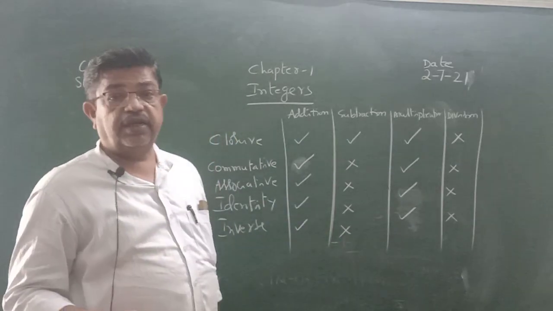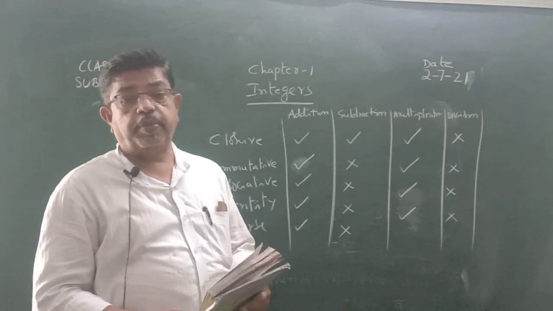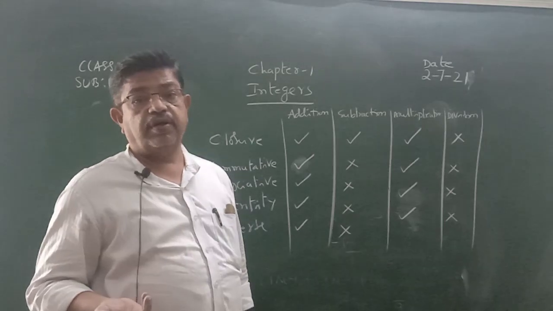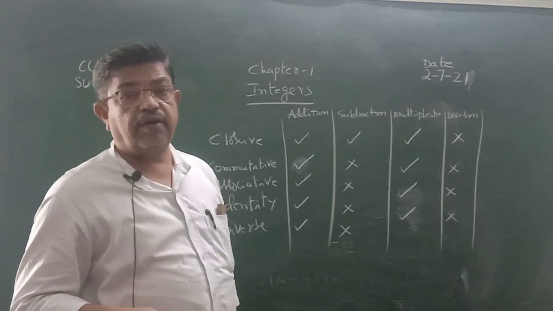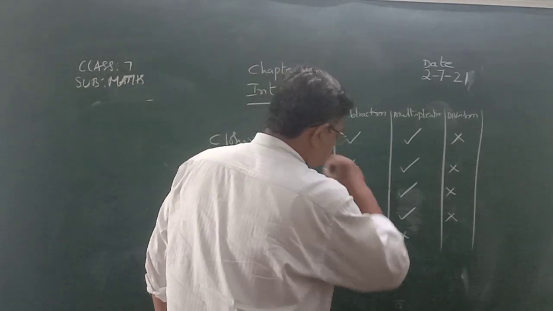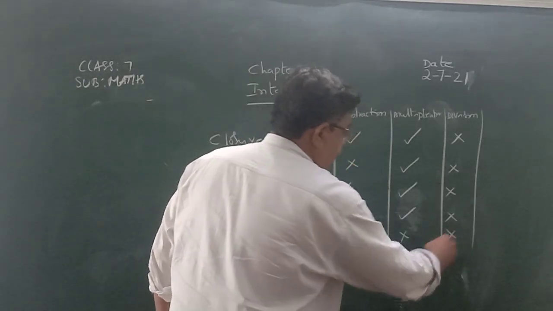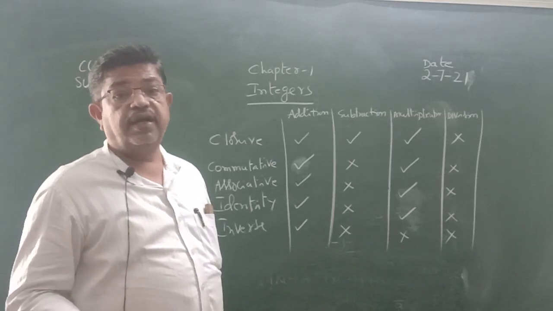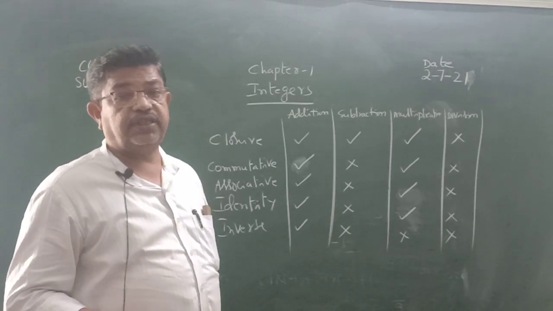In multiplication, if 4 is an integer, it should be multiplied by 1 by 4. But there is no integer in the form of 1 by 4. Therefore, integers do not have multiplicative inverse property. And similarly, integers do not have multiplicative inverse property under division, or inverse property under division.